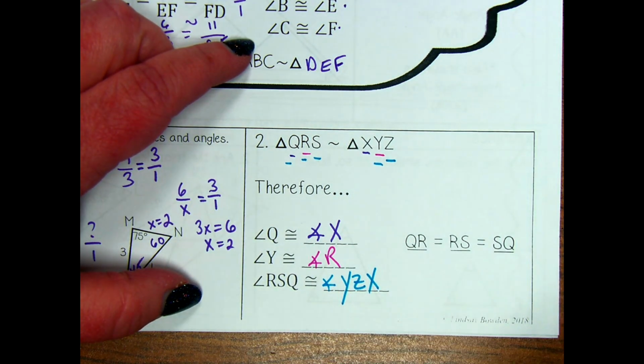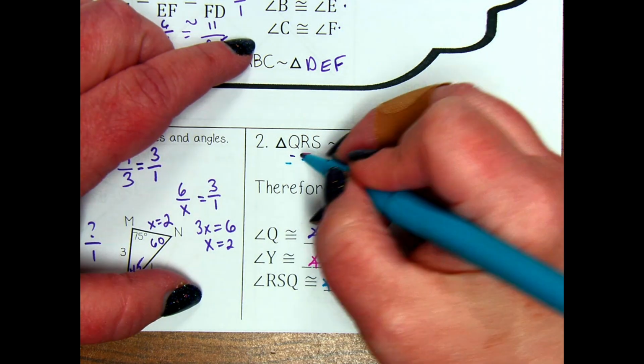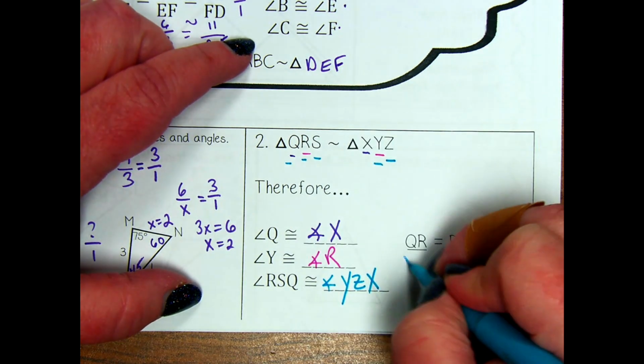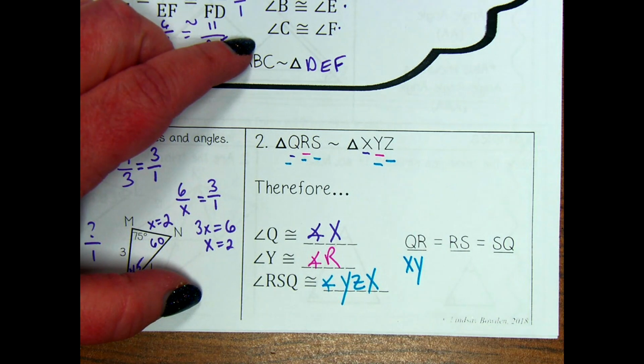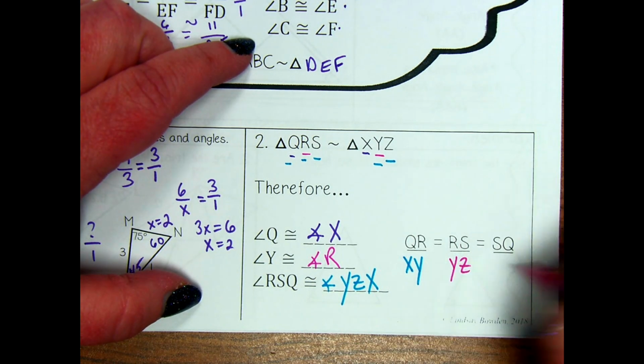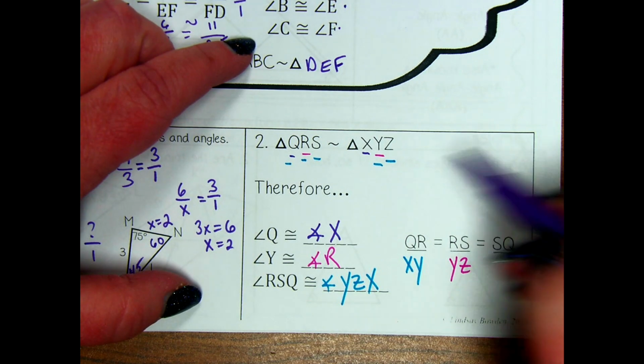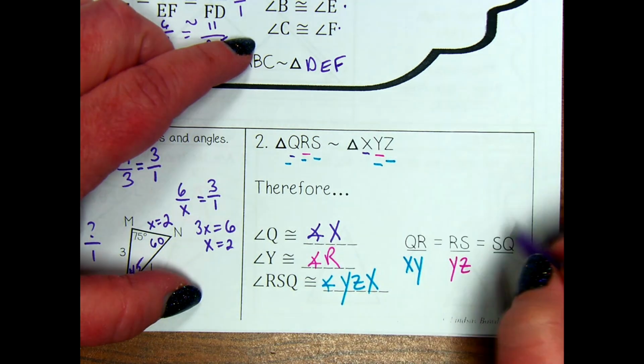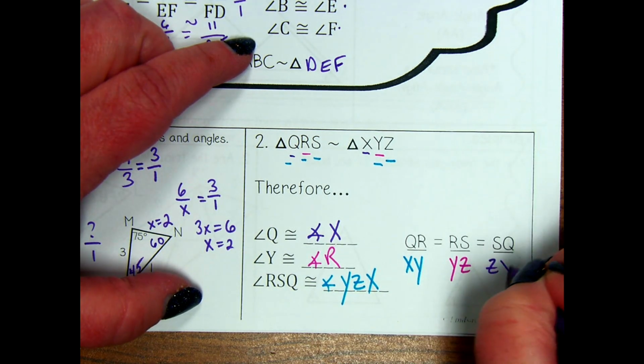And if I'm going to make my ratios, QR is in the same location as XY, RS is in the same location as YZ, and SQ is in the same location as ZX.